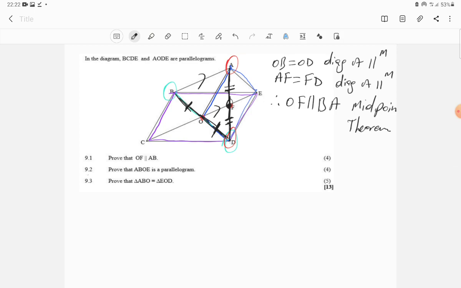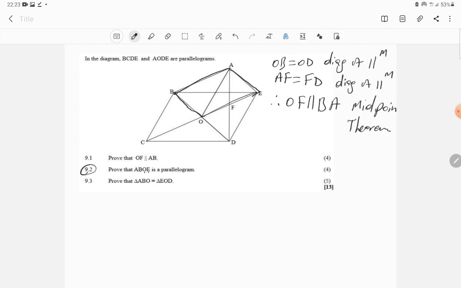Then moving to 9.2, prove that ABOE is a parallelogram. Let me wrap all these other things. We have ABOE. We are to prove that this is also a parallelogram.